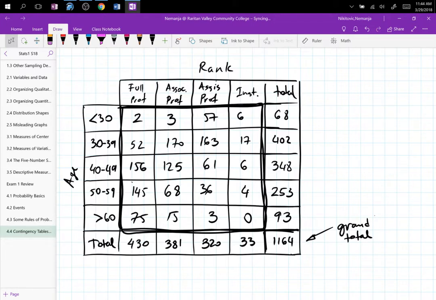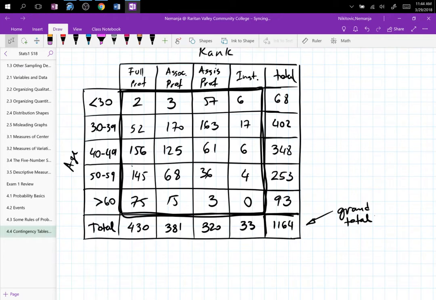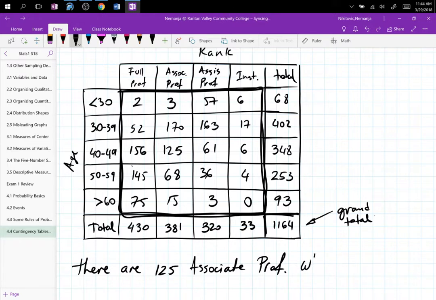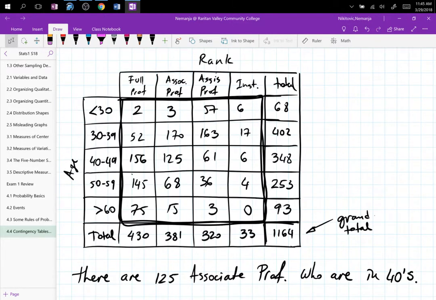So we know that there are 125 associate professors that are 40 to 49 years old. So you can read the chart. You can just read the data, right? So let's say there are 125 associate professors who are in their 40s. So the table shows the frequencies of all ages and all ranks for these professors.